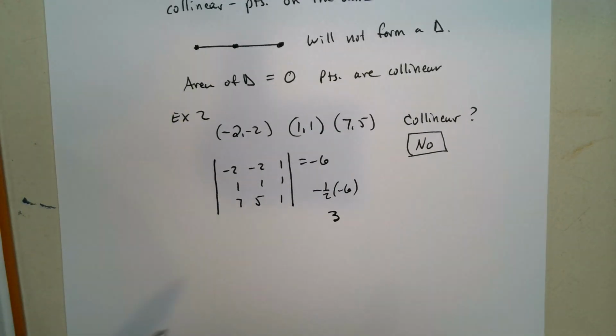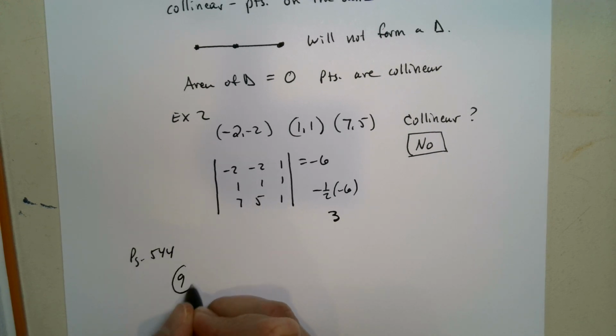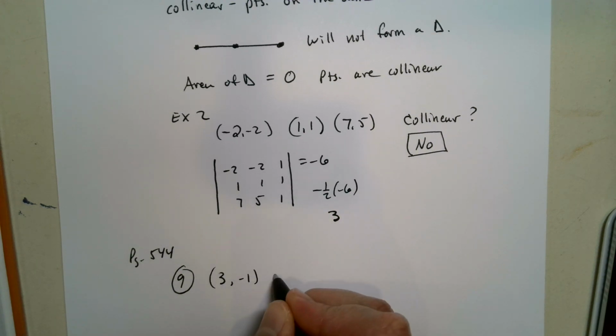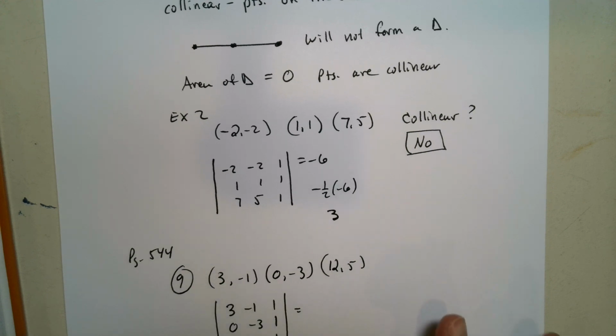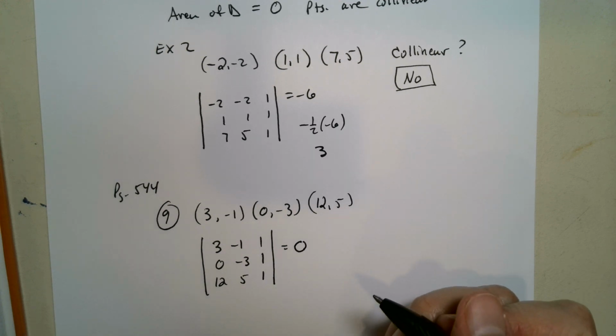So if you were to go to page 544 and look at number 9, it says use a determinant to determine whether the points are collinear. You've got (3, -1), (0, -3), and (12, 5). And so you could pause the video and plug those in and see what your determinant is. Now, when you type that in and find the determinant, it ends up being 0.